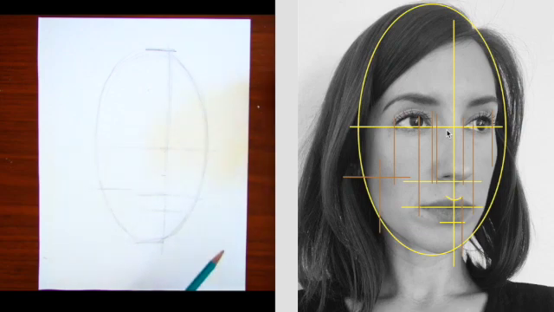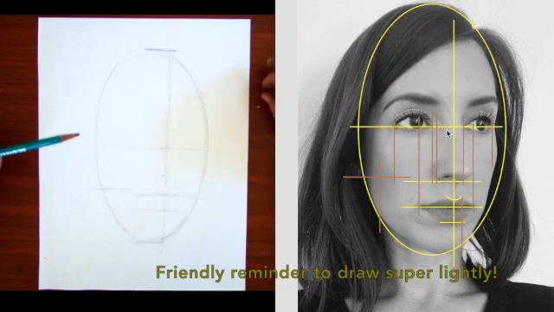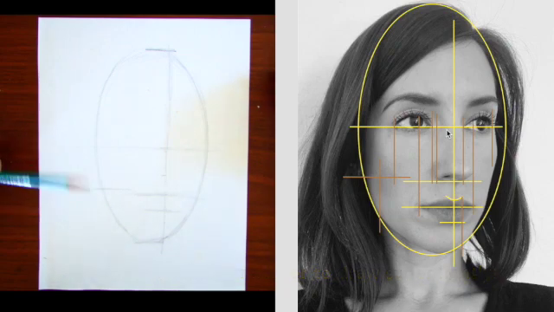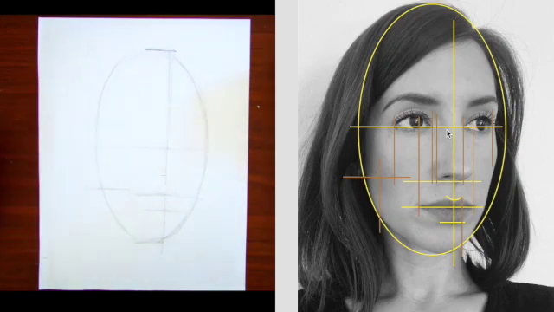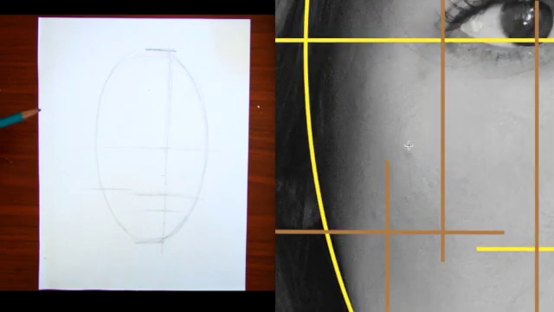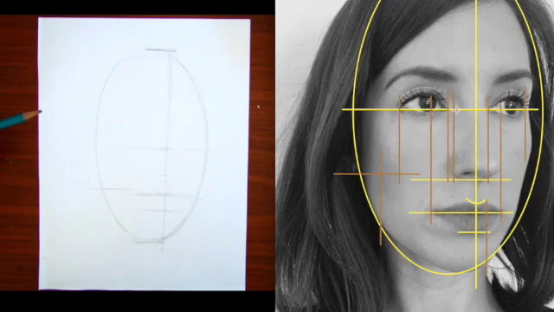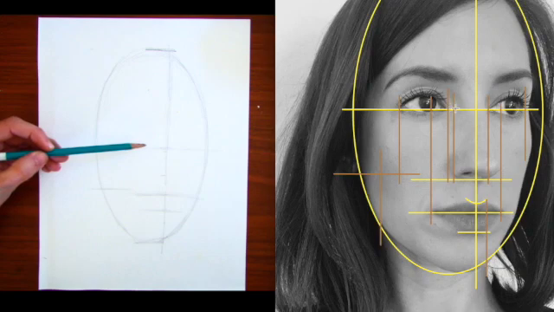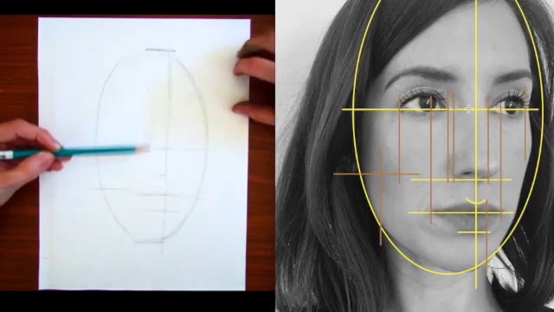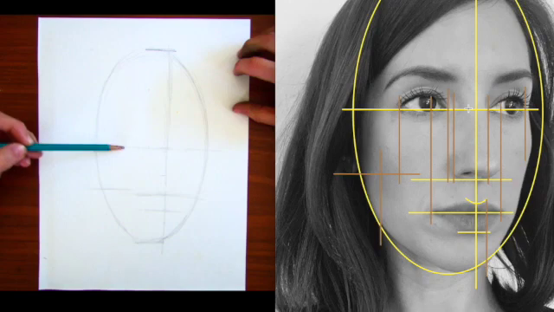Now on to the vertical measurements. First I want to establish how many eyes are across the width of my face. And because my face is tilted, it's going to be a little bit different. It's not just going to be five eyes evenly going across. So what I'm going to do first is focus just on this eye, looking at how far it is away from the vertical axis and marking it in.